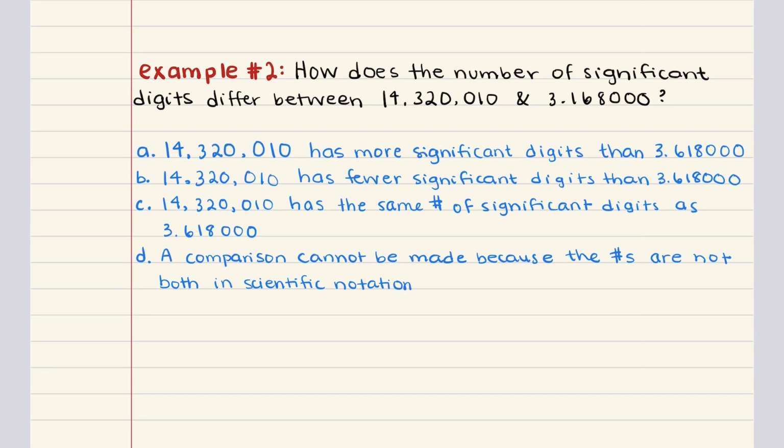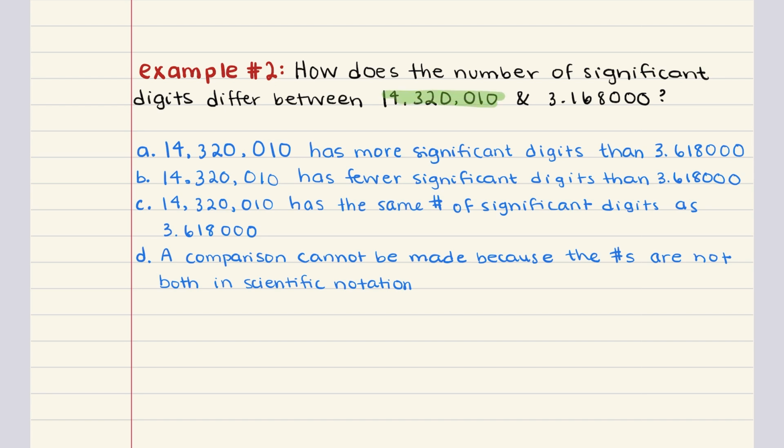Problem 2 says, how does the number of significant digits differ between 14,320,010 and 3.168000. Keep in mind that significant digits include all non-zero digits, all zeros that are between non-zero digits, and trailing zeros in any number with a decimal point.